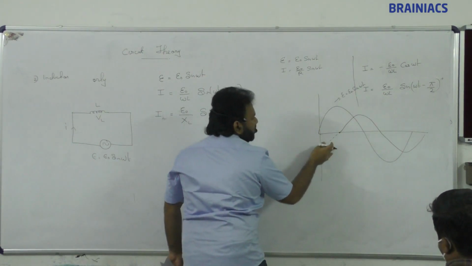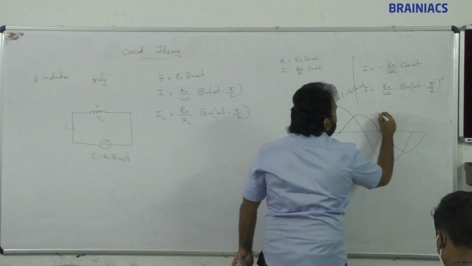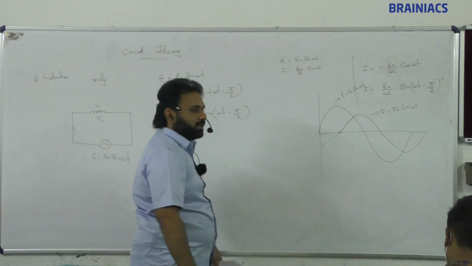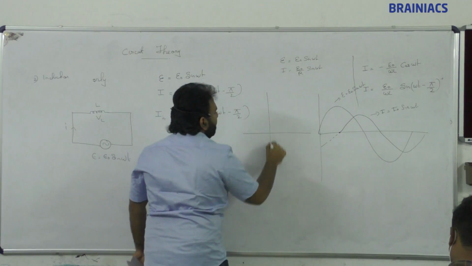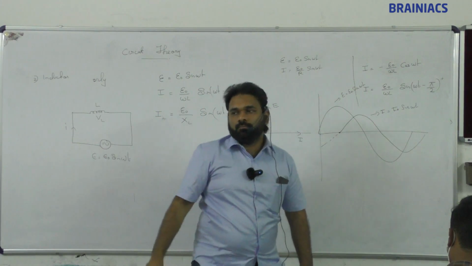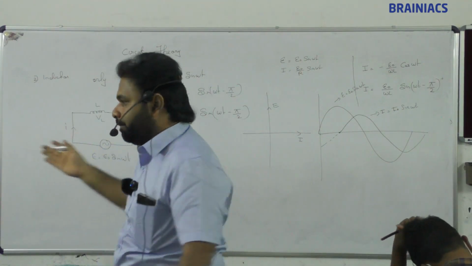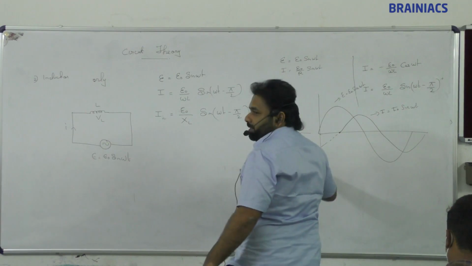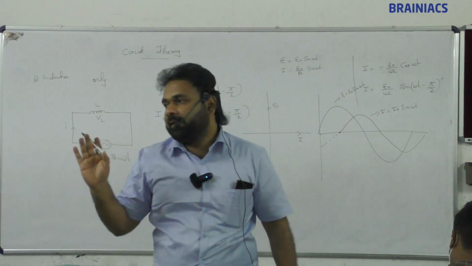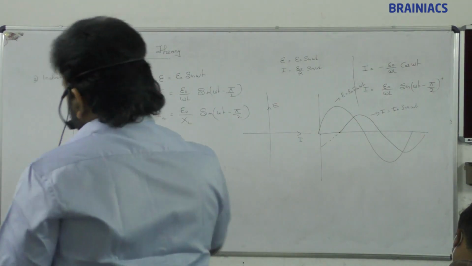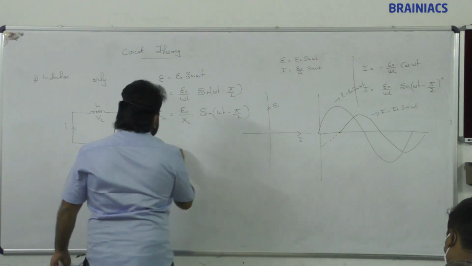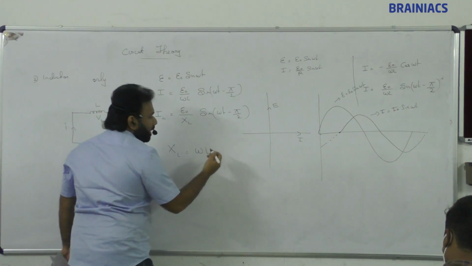Now if we extend, it will start from here. So this is going to be I is equal to I naught sine omega t minus pi by 2, and this is E naught sine omega t. If we draw the phasor diagram, suppose this is I, this is going to be E. Either we can put E in this direction, and then I will be in this direction. With a phase difference of 90 degrees, current should be lagging. Clear or what?